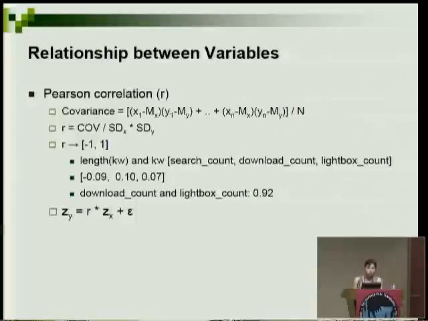Another way to understand Pearson correlation is that it's actually simply the slope if you do a regression. If you have one variable as the dependent variable and you regress it, draw a line, and predict it using the other variable, the Pearson correlation is the slope of how strongly these two things are related.